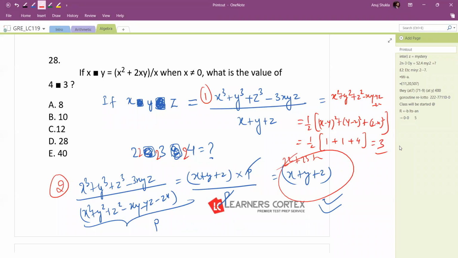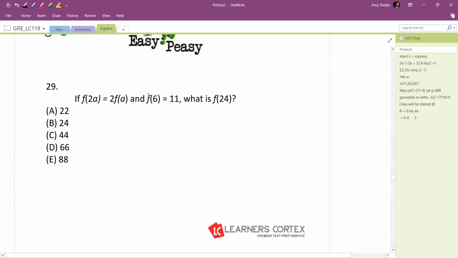So what is the learning from this question? First simplify and then put the values. What is the learning? First simplify and then put the values. Clear?